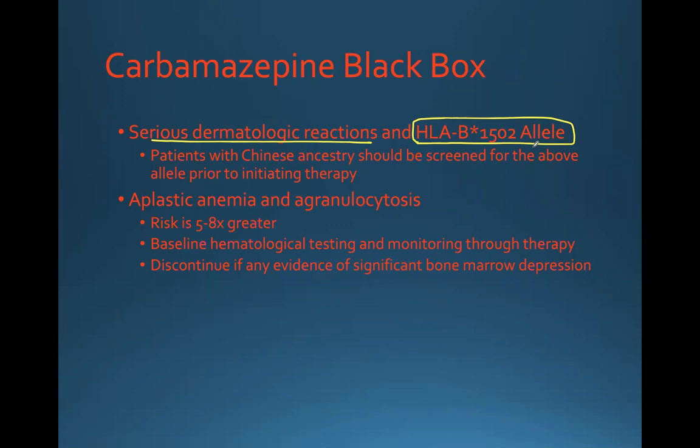Another concern that we worry about is, and the black box deals with aplastic anemia and agranulocytosis. What we find is that patients on carbamazepine have an increased risk, and the black box, I think, gives 5 to 8 times greater risk of developing aplastic anemia and agranulocytosis. So what we suggest, before putting them on this drug, is that we do baseline hematological testing. What lab test are we going to request?